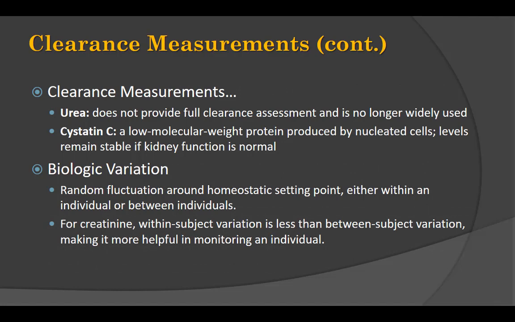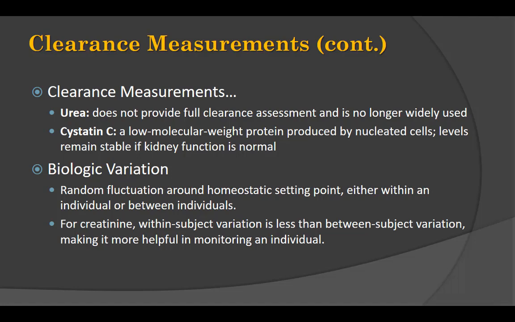There are a few other substances which can be used for GFR. Urea can give you some assessment of clearance, but is no longer used because there are many factors that can modify it, because it's not only filtered, there is also some reabsorption and excretion occurring. Cystatin C is also sometimes used. The levels remain stable if kidney function is normal, so it's useless if the kidney function is not normal. So creatinine is the gold standard which is used for calculation of GFR.